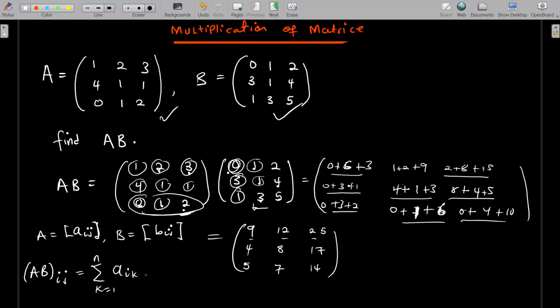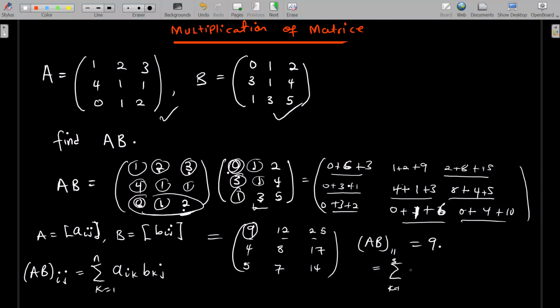A_ik and then B_kj. What this whole thing means is, let's come to A1. This guy is the 1,1 entry of AB. So AB 1,1 is going to be 9, right? And what this is saying is that it should be equal to the summation as k starts from 1 to some n, and I'm saying that n is either the number of rows in A or the number of columns in B, and in each case it's 3.